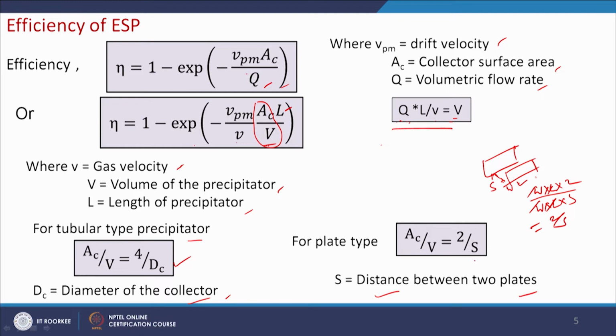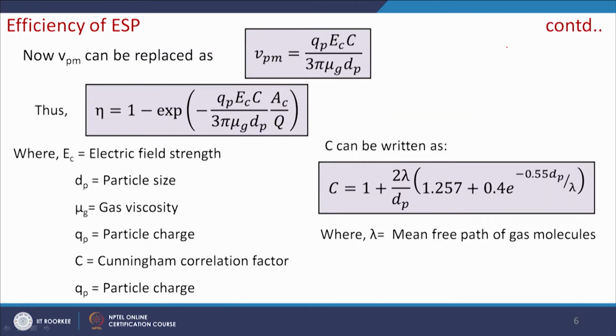So, by putting this parameter, now we can calculate the value of efficiency for the collection. But the drift velocity will depend on many factors: the particle size, gas viscosity, particle charge, and another constant, the Cunningham correction factor. So, V p m is equal to Q p E c C divided by 3 pi mu g d p, where E c is the electric field strength, C is the Cunningham correction factor, mu g is gas viscosity and d p is the particle size. That way you can calculate the V p m.